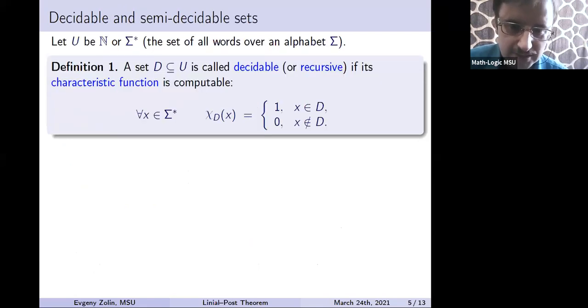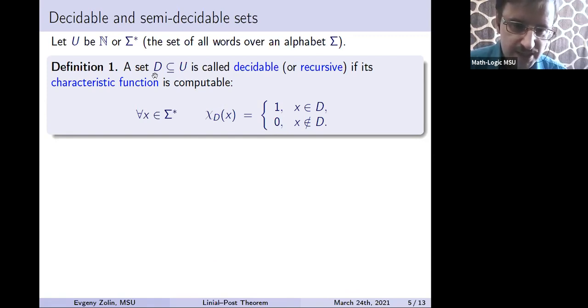So we mentioned already that some calculi are undecidable. Let us briefly recall what it means, and briefly recall some basic things that we know about decidable and semi-decidable calculi. So if we have some set, some universe, for simplicity, we can assume that it is either the set of natural numbers or the set of all finite words, finite sequences of symbols over some finite alphabet sigma.